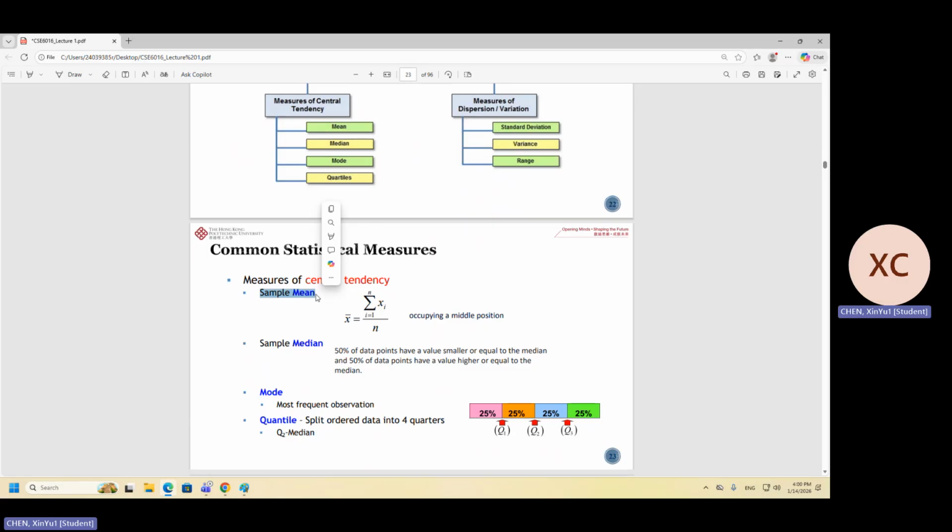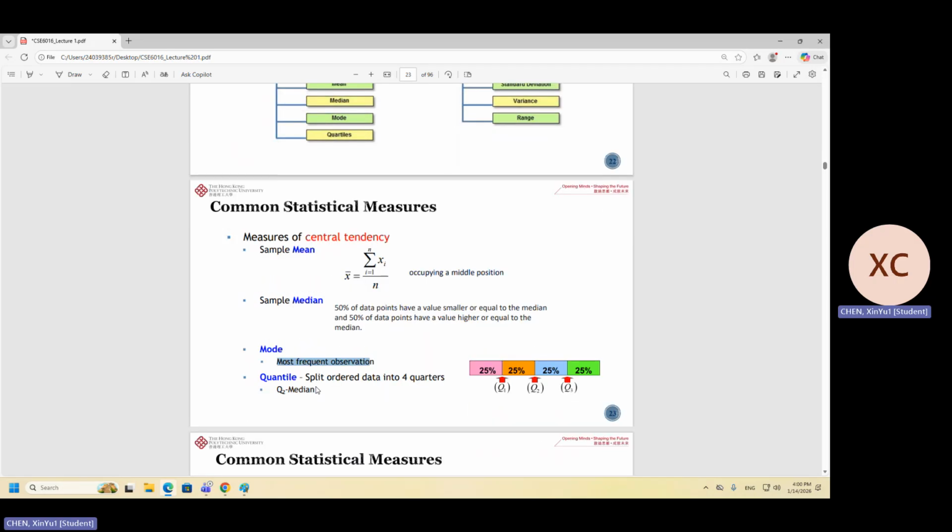And then maybe your supervisor asks you to use a different index, like the median. The median is the 50% point. And then the mode is the most frequent observation. And sometimes the quantile is the 25%, 50%, 75%, like a box plot.